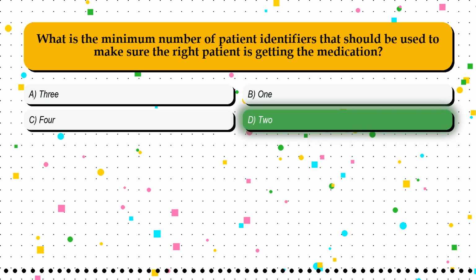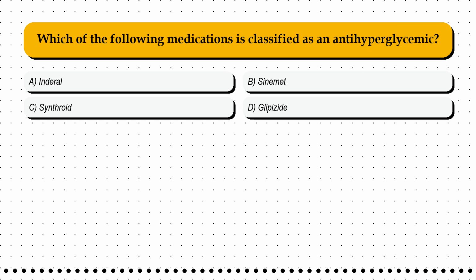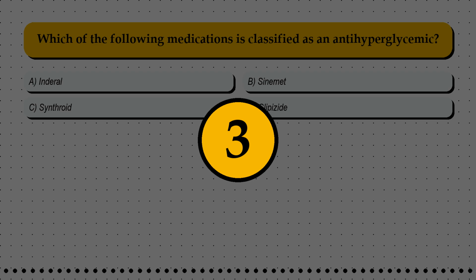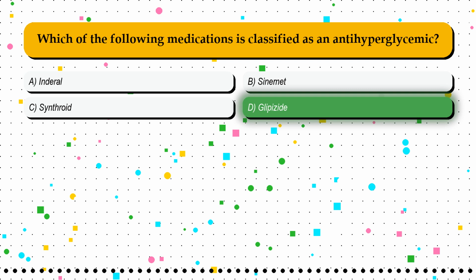The correct answer is option D, 2. Question 316. Which of the following medications is classified as an anti-hyperglycemic? Option A, Inderal. Option B, Sinemit. Option C, Synthroid. Option D, glipizide. The correct answer is option D, glipizide.